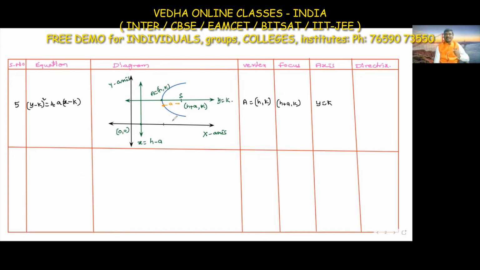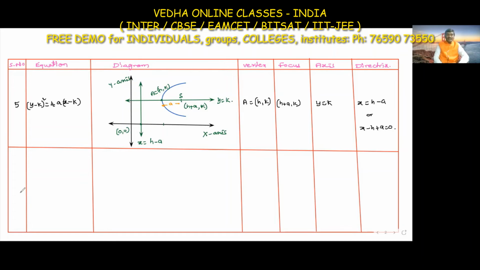What is the directrix here? The directrix is x is equal to h minus a, or we can write it as x minus h plus a equal to 0.